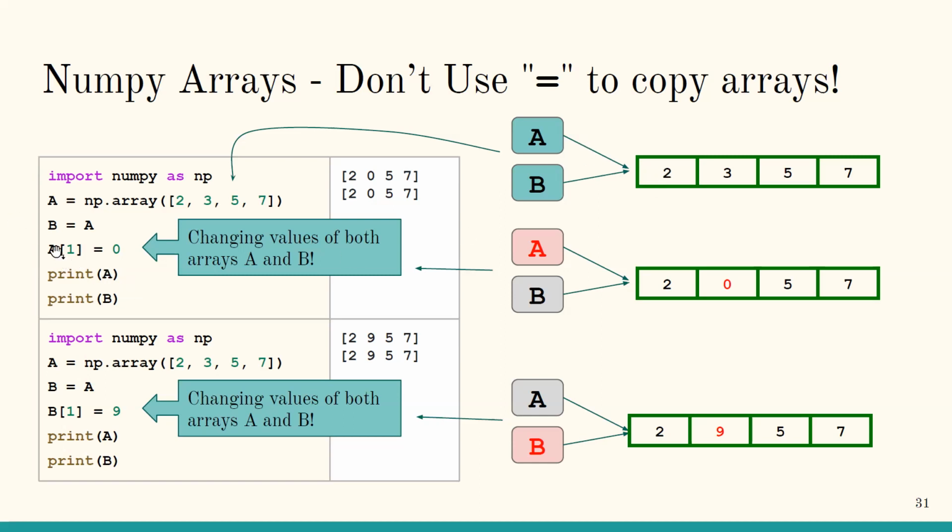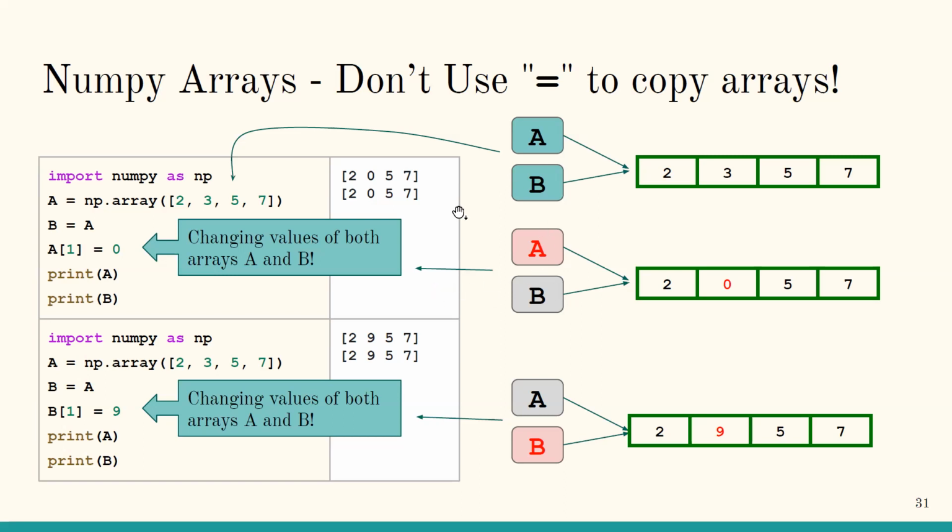When you change the value of A, you are changing index 1, the second one. 2 is index 0, 3 is index 1. You're changing this to 0. You're just changing A, but you are also changing B. When you print them, you'll see that you're changing both of them because they are pointing to the same address. They're not 2 different variables, right?